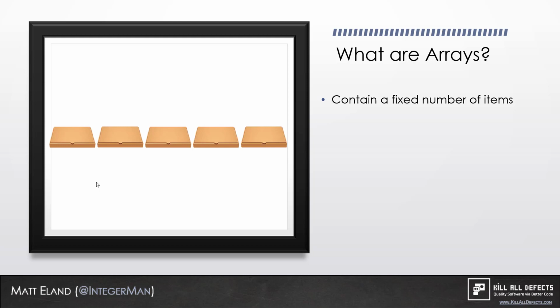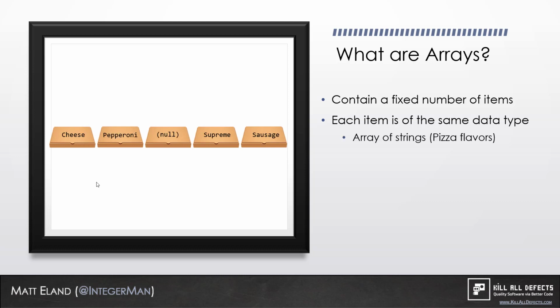Make sense? So secondly, each item in the array must be of the same data type. So I could have 5 pizzas, but I can't have 3 pizzas, a squirrel, and a bowling ball all in the same array. You're going to get a compiler error if you try to do something like that. It just doesn't work. But what you can do is you can have an array of 5 strings. And remember, null is a valid string. I can have an array of 5 integers, so the number of slices in a pizza, for example.